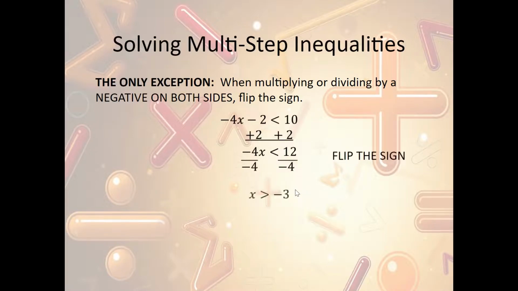So we flip the sign, and we get negative 4 divided by negative 4 is 1, and 12 divided by negative 4 is negative 3. So we get x, and now we flip the sign, so it says greater than now, negative 3. So anytime we multiply or divide both sides by a negative number, we're always going to flip the sign.